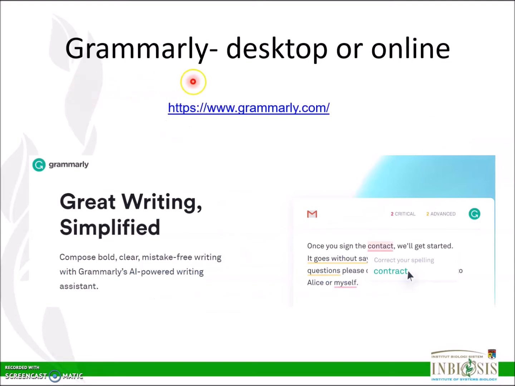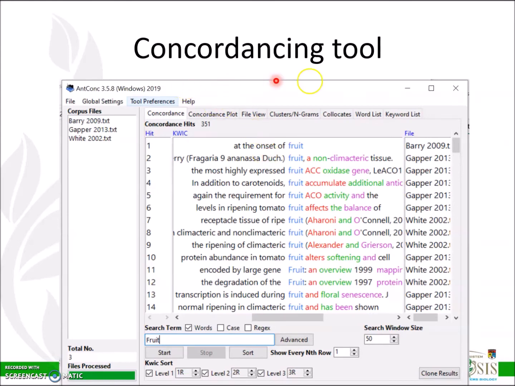Another simple way to proof edit your manuscript, especially in terms of language, is using software such as Grammarly. You can install it for free for the desktop option or just use it online. Now, have you ever been confused about using certain words, with or without an S? Or whether certain grammar is accurate or not? One way to check this quickly is using a concordancing tool.